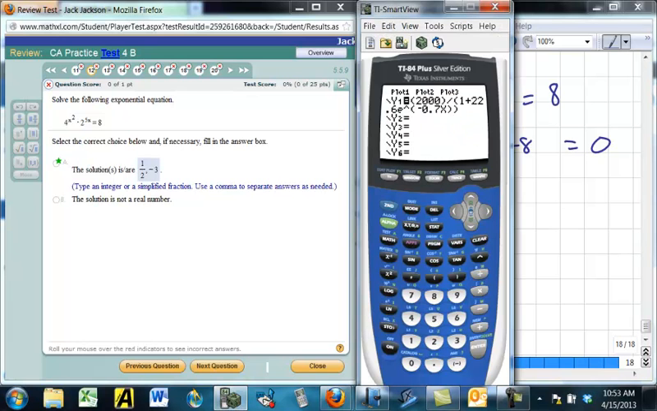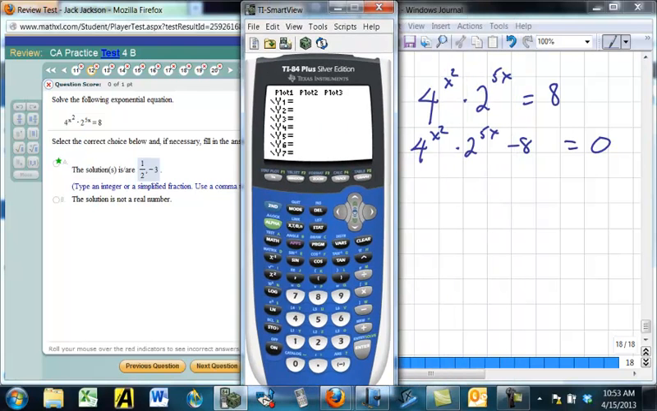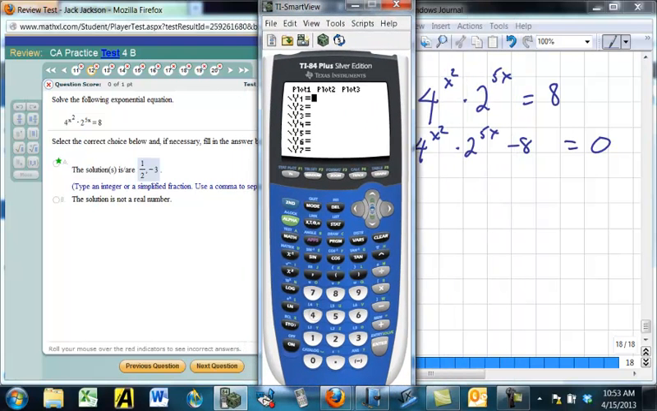So I'm going to clear that out. I'm going to do 4 to the power, parentheses x to the power 2, times 2 to the power, parentheses 5x, close parentheses, minus 8, and I want this to equal 0. So let me just start with zoom standard. That's the nice thing about that, it puts the x-axis in the middle of the screen. We want to see where it crosses the x-axis. Looks like we got a couple of places there.